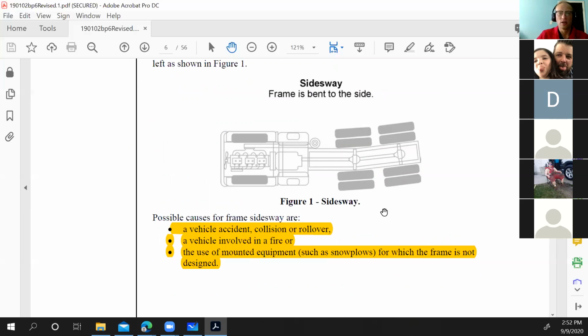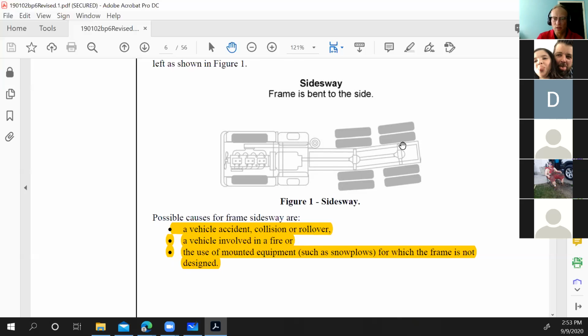So this is called side sway. If your frame is bent right here and you can see where it's bent, and your drive axles are driving in a different direction than the front of your vehicle is facing, you have a side sway vehicle. So I saw lots of accident, collision, or rollover. And let me tell you, if this was a tractor that had a fifth wheel here and it rolled over, there's a real good chance you're going to have some damage like that. Or some twist, which we'll talk about as well.